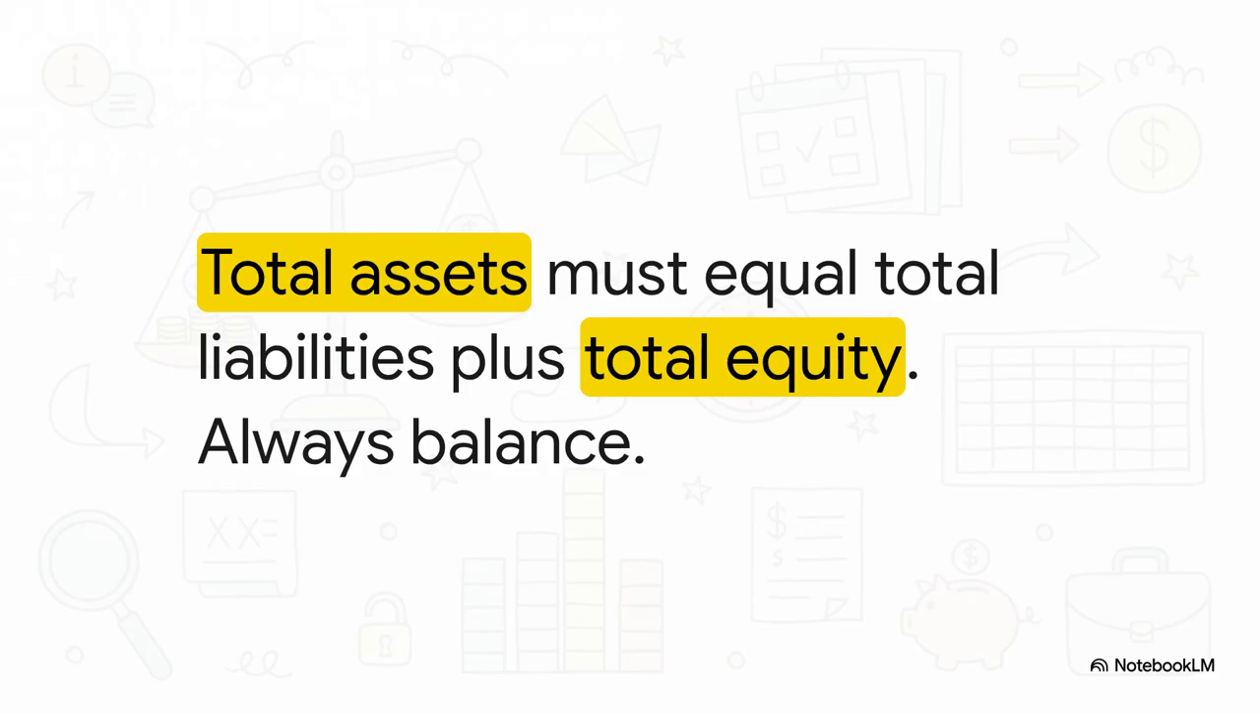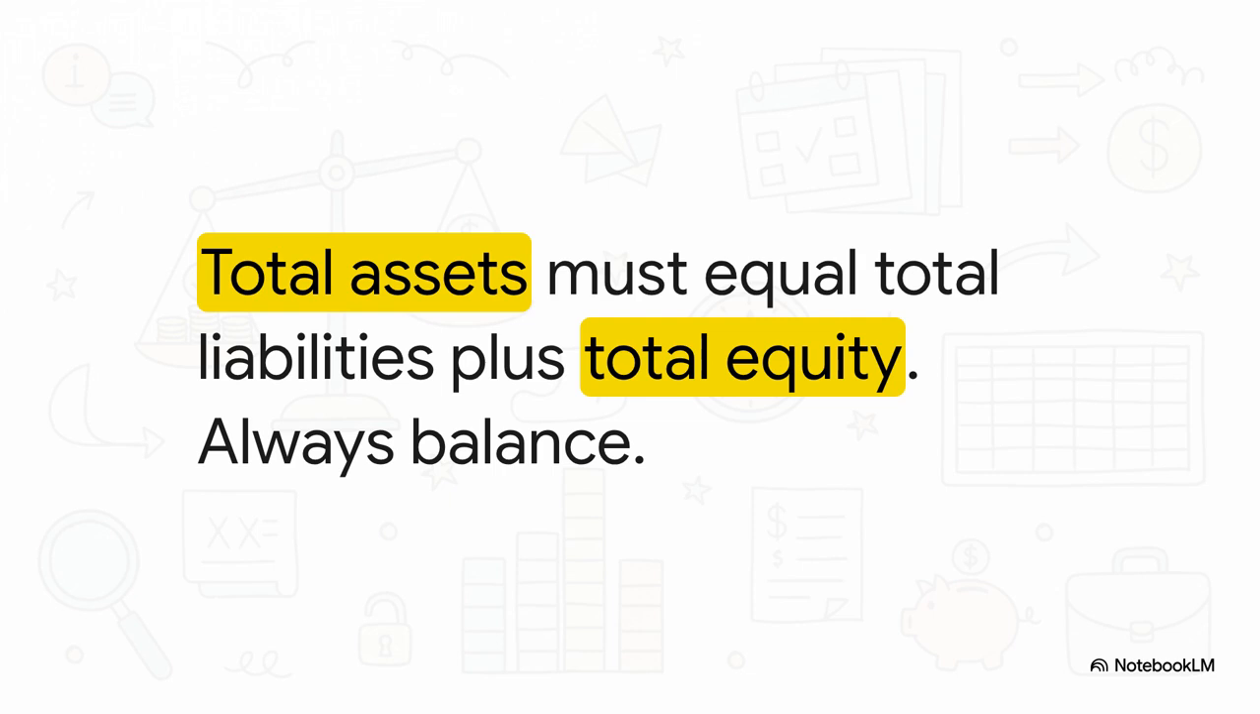Right off the bat, we start with absolute authority. These rules apply every single time you build or review a balance sheet, no exceptions. So, rule number 1, the golden rule of accounting. It must balance, always. Total assets must equal total liabilities plus total equity.